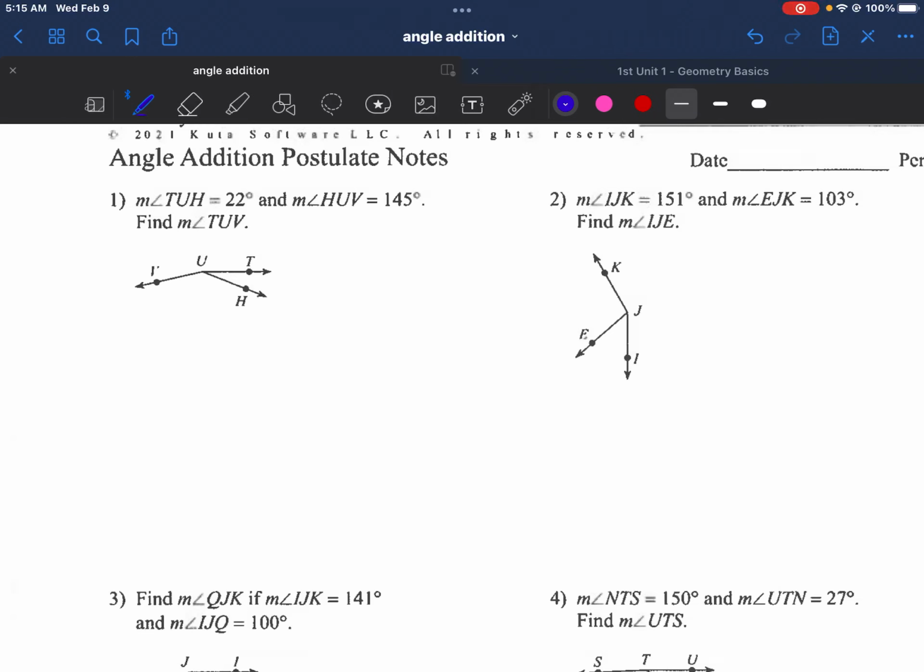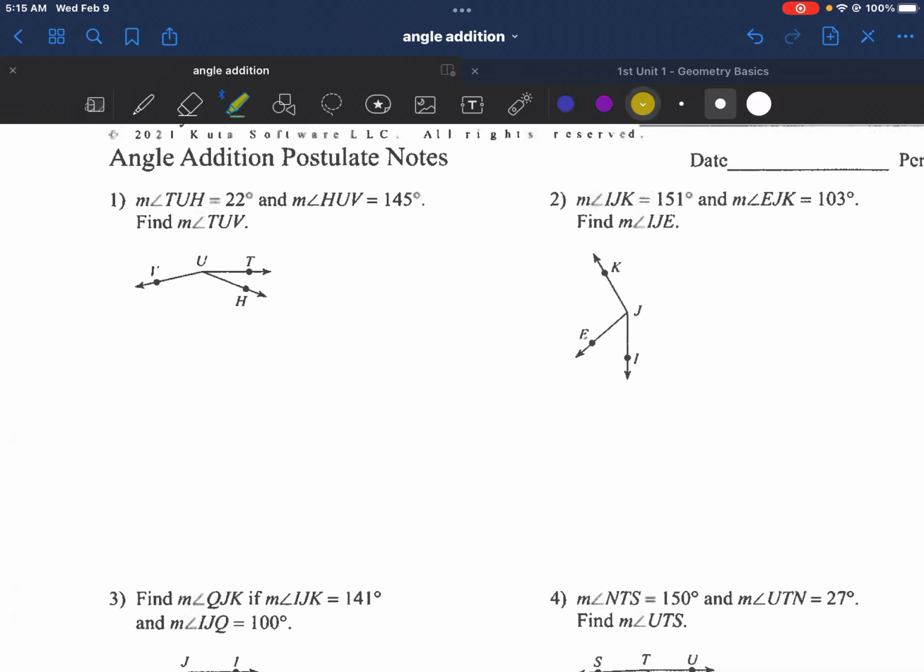Hello, and today we're doing the angle addition postulate. This is an extension of chapter 2 dealing with angles. This section deals with adding two angles to equal the whole angle. Basically what we did in 1-3.